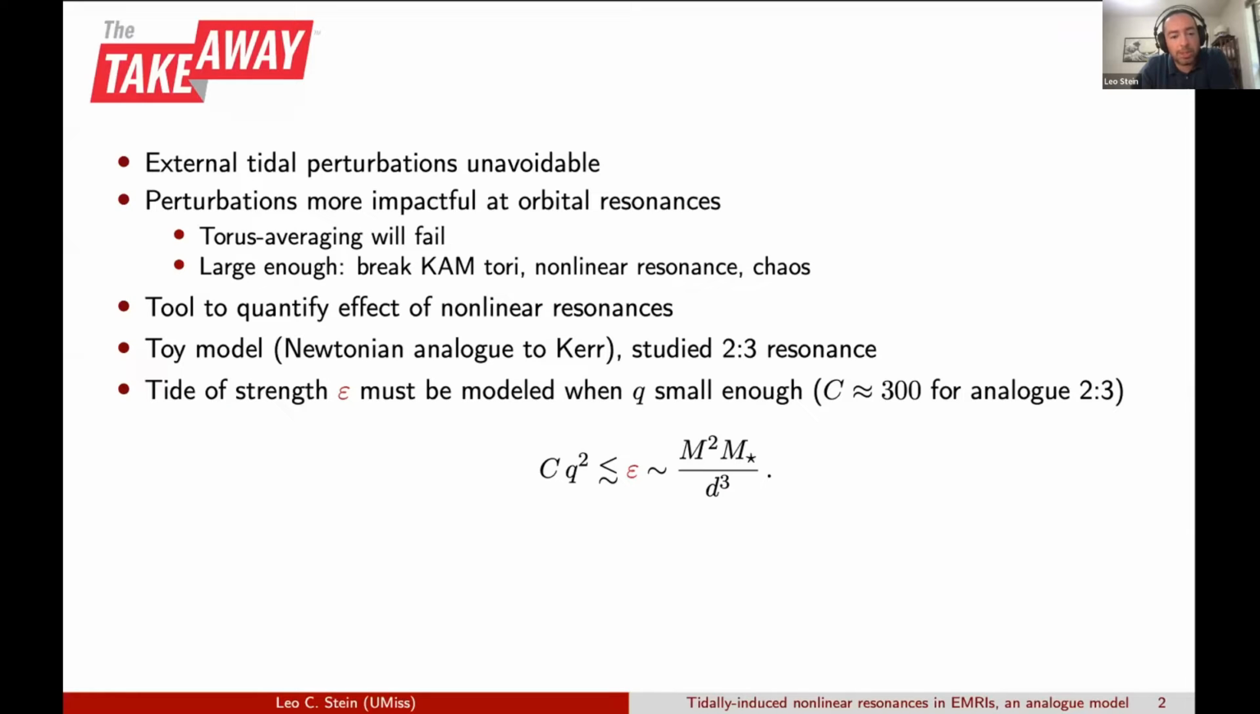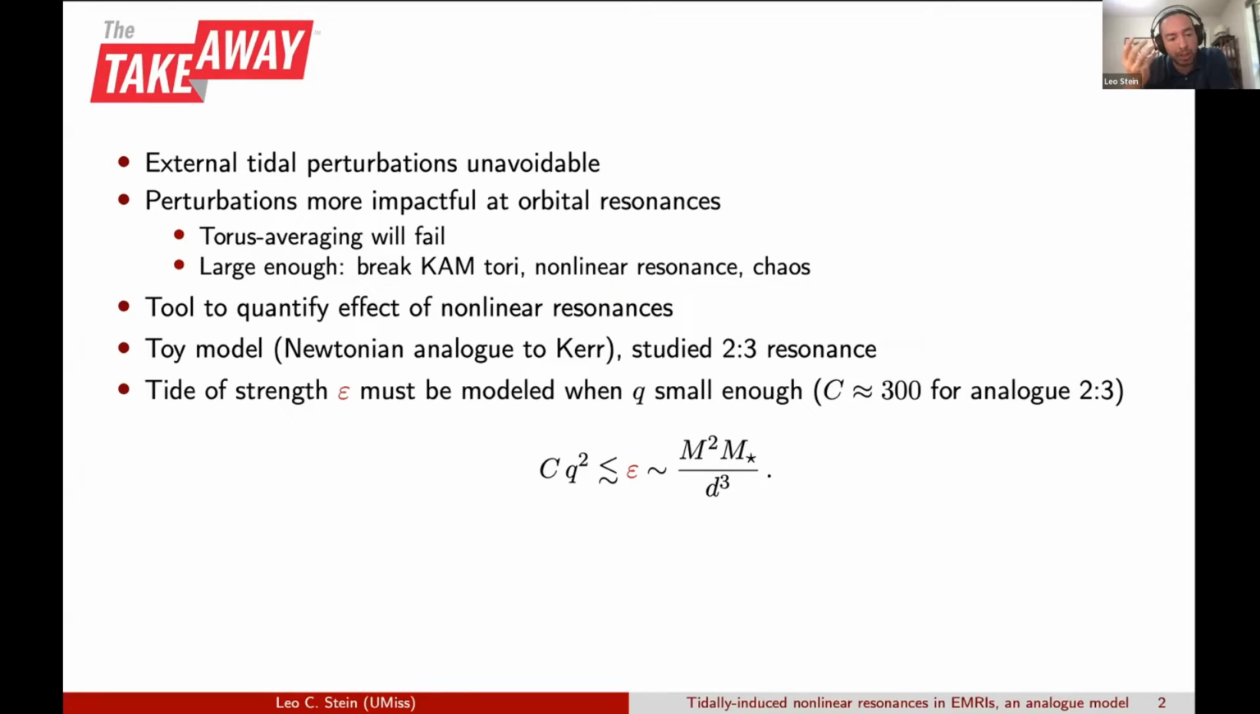At resonances, we'll break the KAM tori of the geodesic orbit system, and that can lead to nonlinear resonances and even to chaos. So resonances are very sensitive to external perturbations. So what we want is a tool to be able to quantify what the effects of nonlinear resonances are going to be and whether or not they're important.